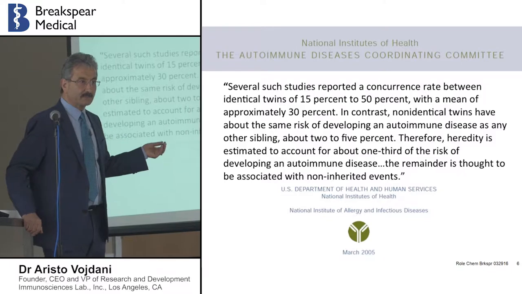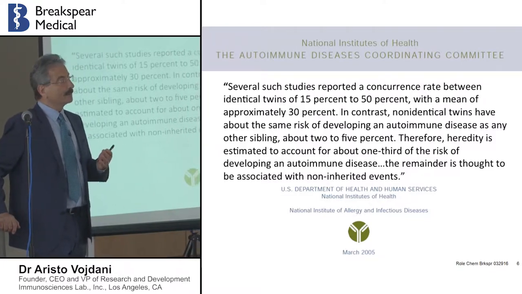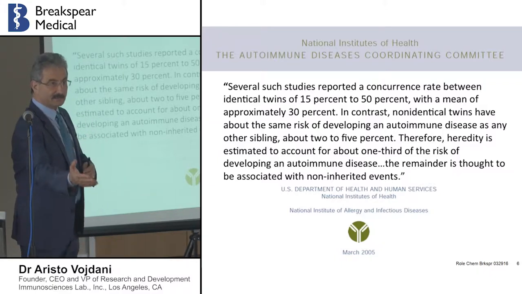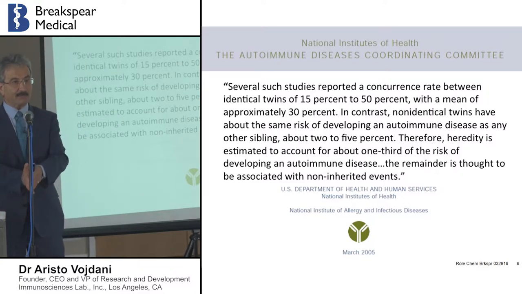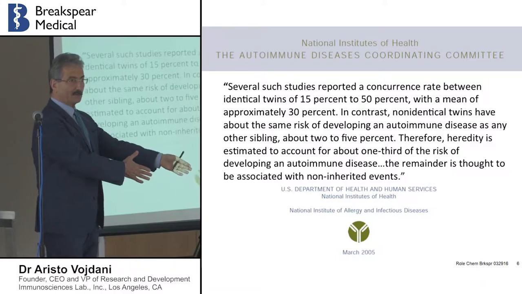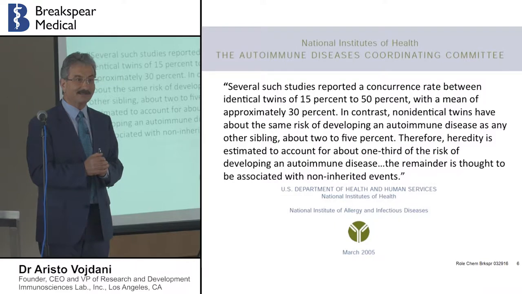According to the National Institutes of Health, where they did twin studies, they took identical twins. When they looked at them, if one has arthritis, for example, what is the probability that the other one will have arthritis? In relation to arthritis, only 10%.